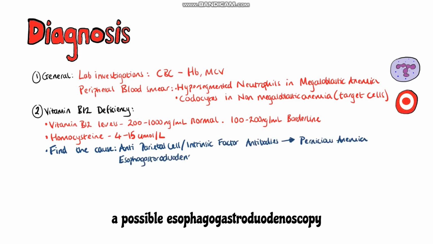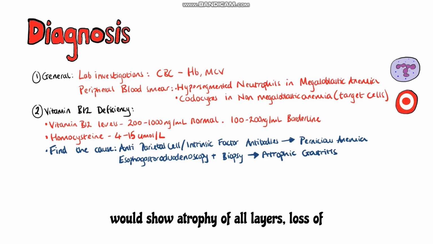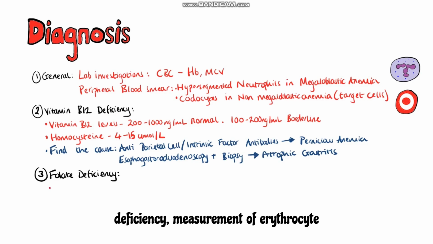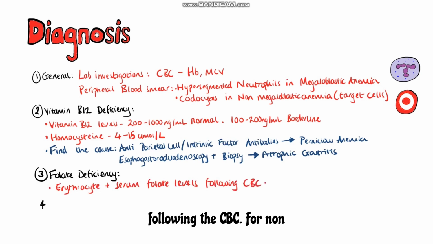Finding the cause of the vitamin B12 or folate deficiency may involve testing for anti-intrinsic factor or anti-parietal cell antibodies, as well as a possible esophagogastroduodenoscopy with biopsy of the gastric mucosa looking for atrophic gastritis. The biopsy would show atrophy of all layers, loss of the glandular elements, and an inflammatory infiltrate, as well as the absence of the parietal and gastric chief cells.